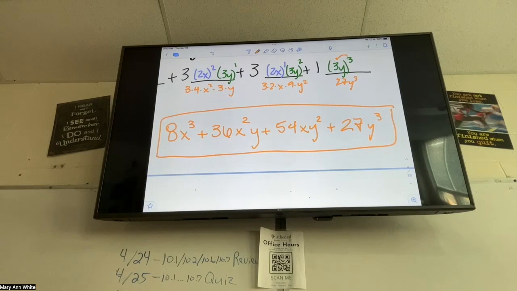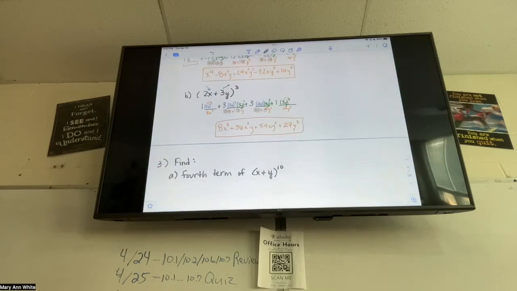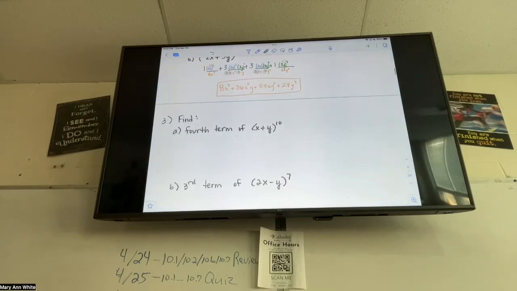Again, I think the more we do this, the easier it becomes. I also want to remind you, these are multiply, multiply, multiply. Do not add them, do not subtract them. Okay. I know it's annoying. That's how it should be.